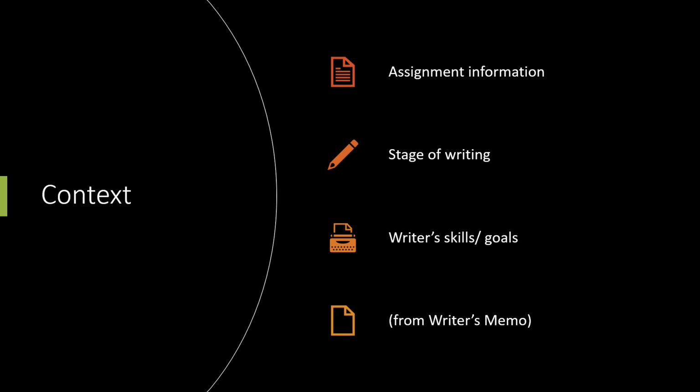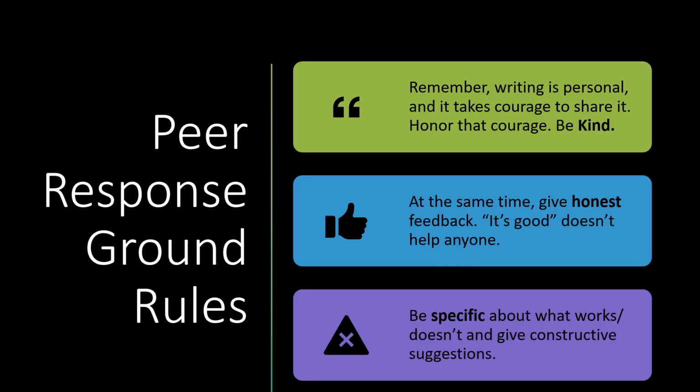And here for the context, just remember the assignment information, the stage of the writing. Is it a draft? Is it early in the course or late? What you know about the writer's skills and goals, you'll know more about that after you've done a couple of peer responses in this class, because you're working with the same people, and they're the people at your table for the most part. And then check the writer's memo and see what kinds of things the person was trying to do, and make sure that you address that and answer questions if they're specific enough that you can.